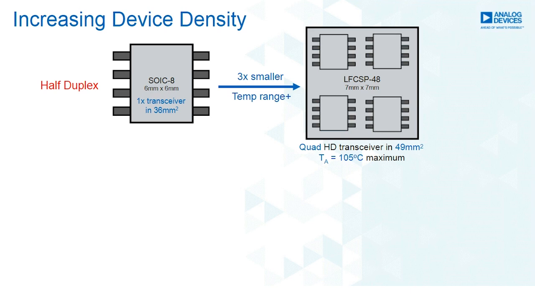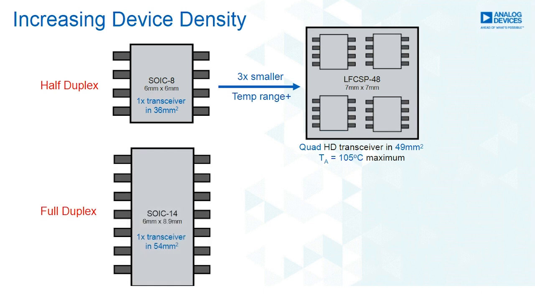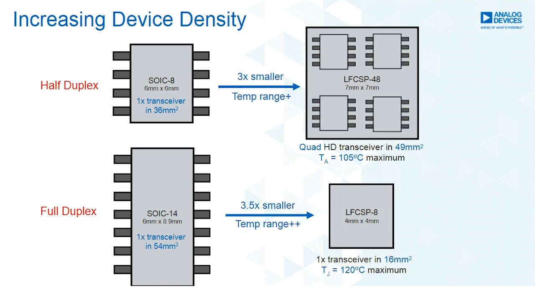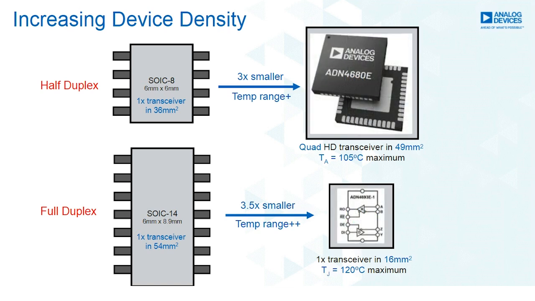In full duplex products, the size of the single full duplex transceiver has been reduced by a factor of 3.5 by moving from a leaded SOIC package to a leadless LFCSP package. The improved thermal performance of the LFCSP package has also boosted the temperature range of this device. Both devices are shown on screen here, the ADN4680 quad transceiver and the ADN4693E full duplex transceiver.